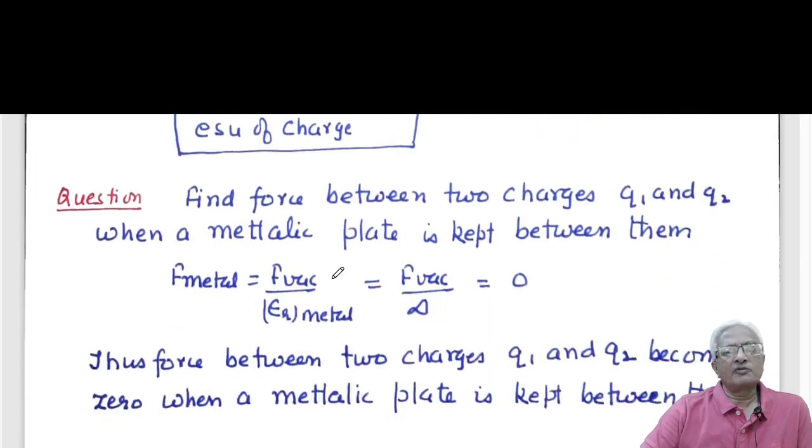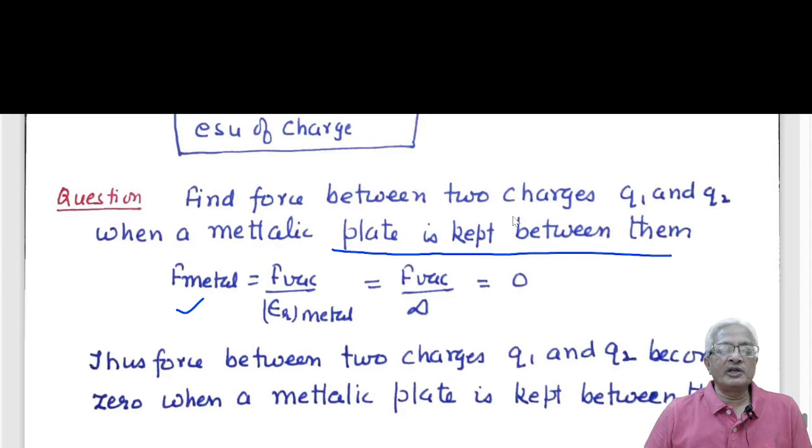Another small question for you. Find the force between two charges Q1 and Q2 when a metallic plate is kept between them. How to calculate? Force in presence of a metallic sheet would be equal to force in vacuum upon epsilon r for metal. And what is the value of epsilon r for metal? Infinite. So force in vacuum upon infinity would be 0. What does that physically mean? It says that the force between two charges Q1 and Q2 becomes 0 when a metallic plate is kept between them. Thus, by keeping a metallic plate, you can reduce the force between the two charges to 0.